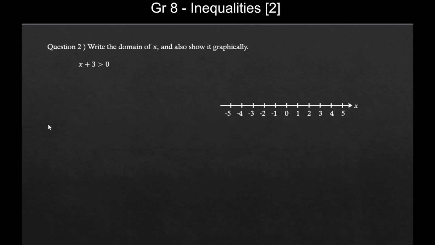Let's move on to the next question. It's the same question. Now we have x plus 3 is greater than 0. So it's not greater than or equal to, but just greater than, okay? Remember that. First of all, we have to isolate x as usual. It's going to be -3, right? I guess that's it.